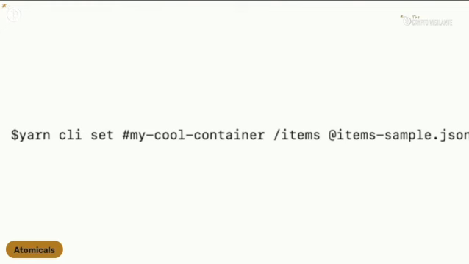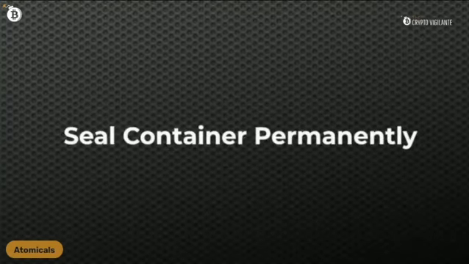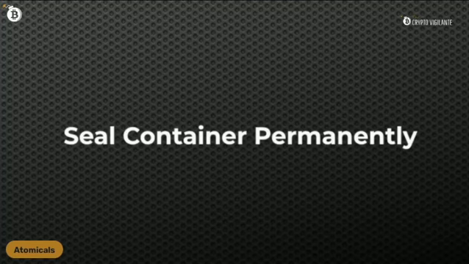And we just do a yarn cli set, and we use the hashtag myCoolContainer because we already claimed the container. So now, in place of the Atomical ID, we can use the container name, and the command line knows that we're referring to the container and resolves the Atomical ID underneath. We're just going to add to the items namespace the contents of the file items-sample.json, and we mint it, and it'll be updated just like updating any data on any Atomical. It's just in the container context. We're literally building on everything we've created prior.